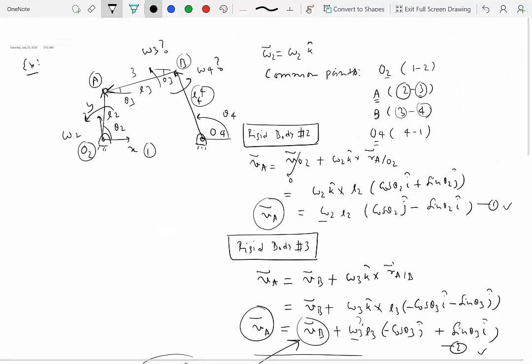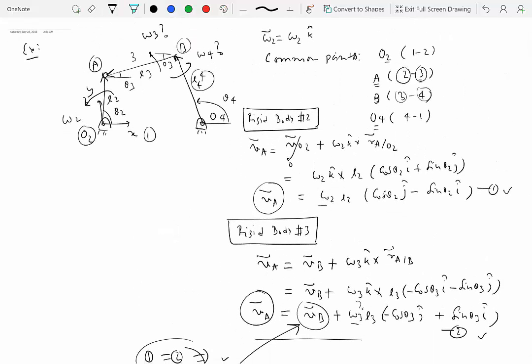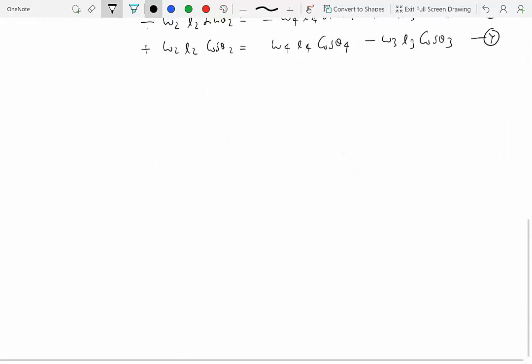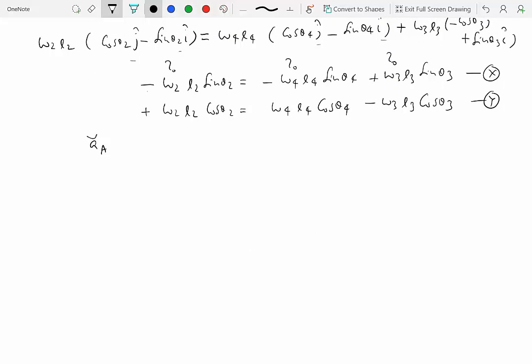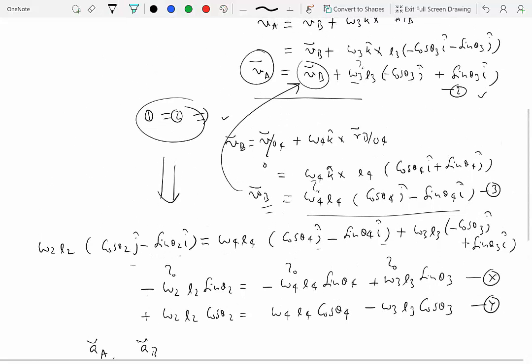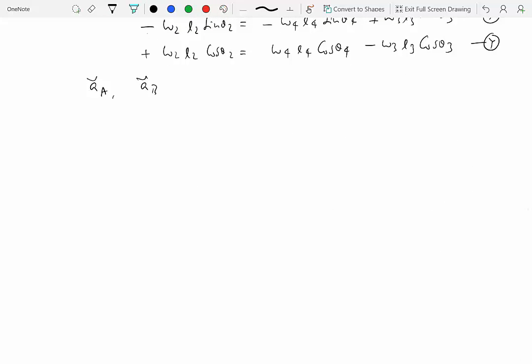How would you do the acceleration analysis? In the same way. So you identify the common points and then you would write the acceleration of point A, and then you would write the acceleration of point B, and then you would substitute for the acceleration of B in the expression for the acceleration of B, something like this, and then you'll be able to solve for the angular accelerations. Now, whenever you have to do acceleration analysis, you always have to do velocity analysis. You cannot really do the acceleration analysis without completing the velocity analysis.